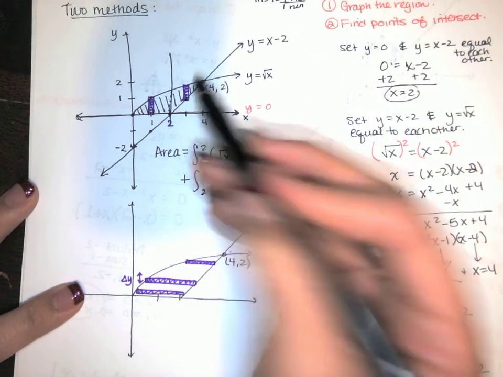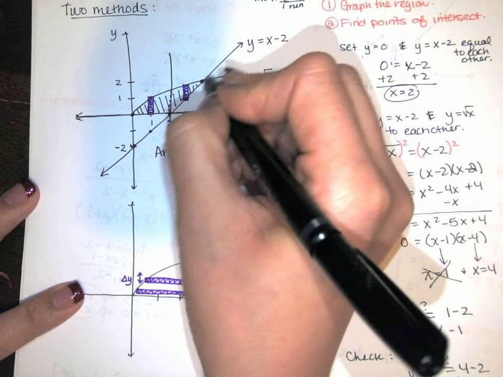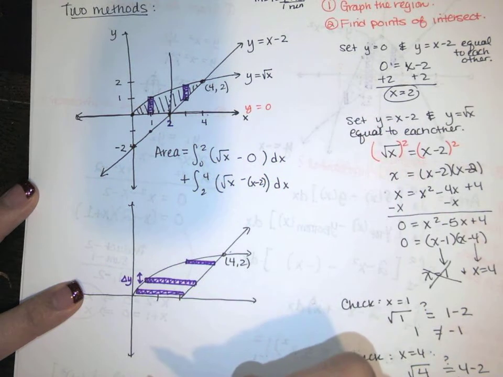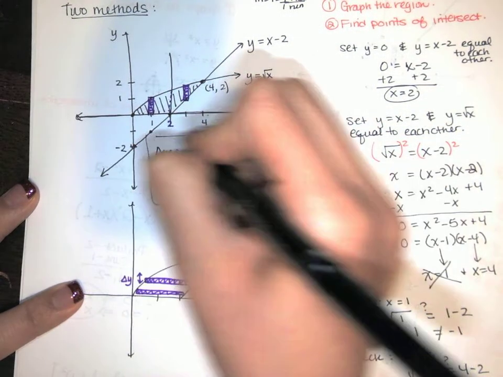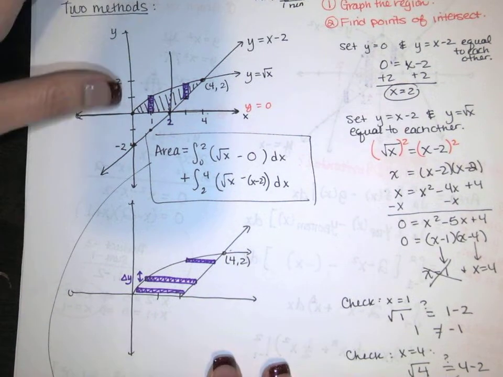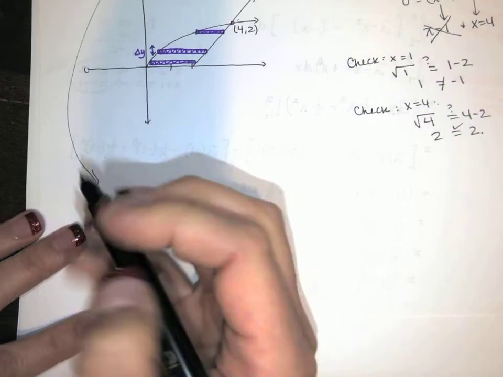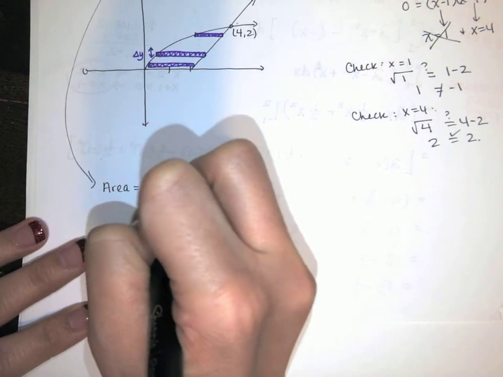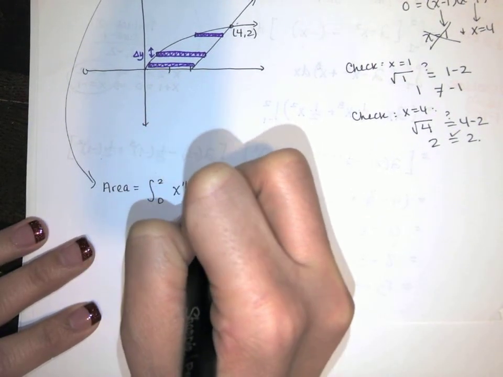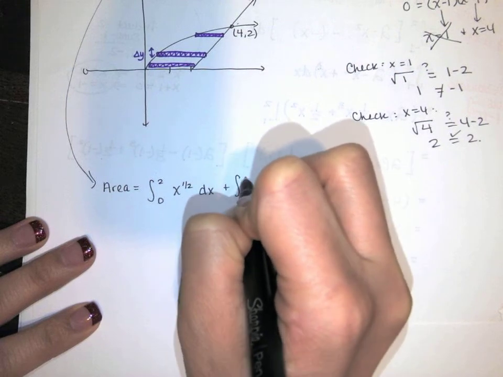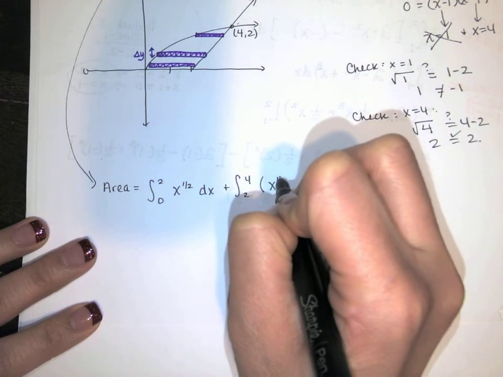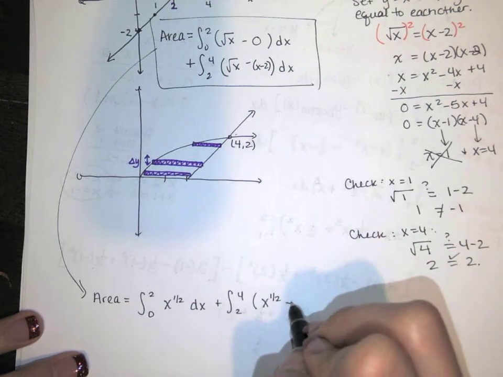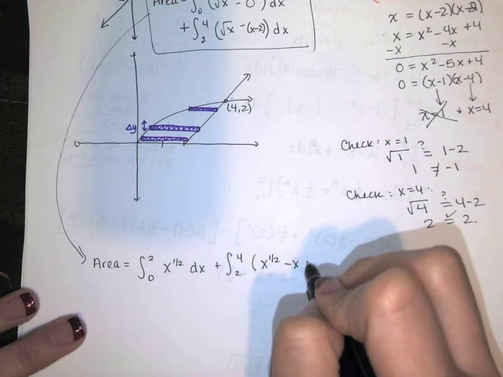Over here, the top is still square root of x, but the bottom is given by x minus 2 this time. Don't forget your parentheses, you've got to distribute that negative to both of them. So this is our area, and I want to evaluate it down here. We're going to come back to this picture so we can see that we get the same result if we integrate with respect to y. So we're going to have the integral from 0 to 2 of the square root of x, which is x to the 1/2, plus the integral from 2 to 4 of square root of x, which is x to the 1/2. If I distribute that negative, I'm going to have a minus x, and a negative 2 is a positive 2.